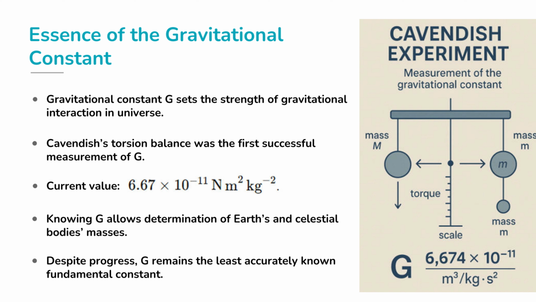The gravitational constant G sets the strength of gravity across the universe. Cavendish's torsion balance experiment in 1798 was the first to measure it, and since then we've refined the value to 6.67 times 10 to the power minus 11. Knowing G lets us determine the mass of the Earth and other celestial bodies, making it a cornerstone of astrophysics and planetary science. Summary infographic of Cavendish's experiment and the modern value of G.